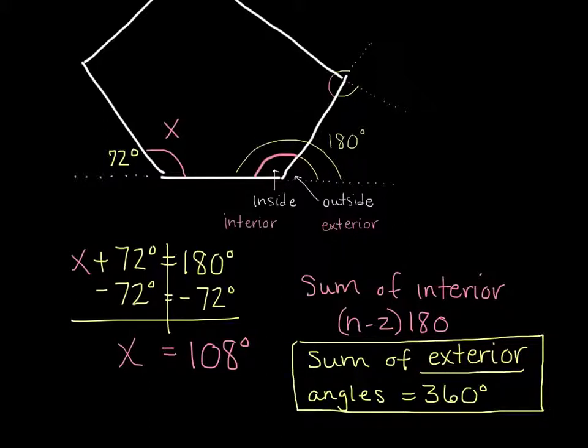So the sum of the interior angles increases as you increase the number of sides. It increases according to the pattern of n minus 2 times 180, but the sum of the exterior angles, one at each vertex, is always 360 degrees. No matter what polygon you're dealing with, as long as it's regular or equiangular, then it's going to be 360 degrees.